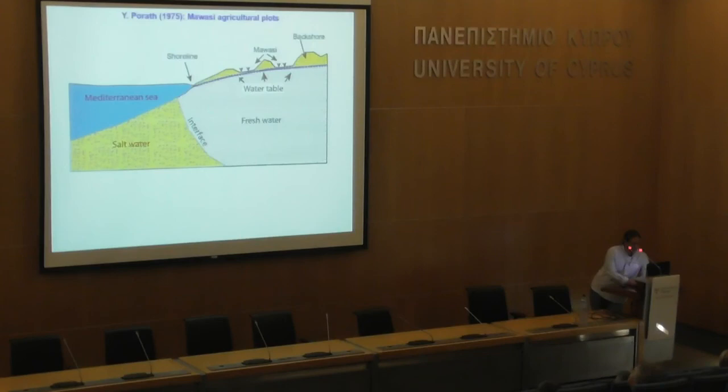Yosef Perot, in 1975, proposed that this plot and berm morphology are the remains of an ancient Mawasi agriculture. This agricultural technique uses the high freshwater table in arid coastal environments to grow agriculture. However, this hypothesis contains various gaps in knowledge.